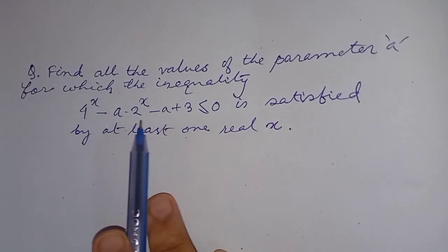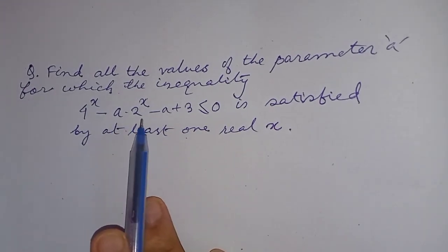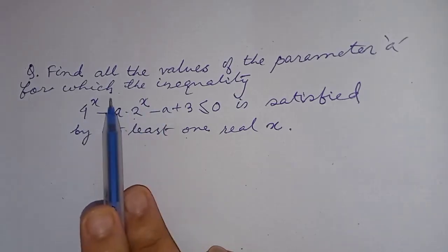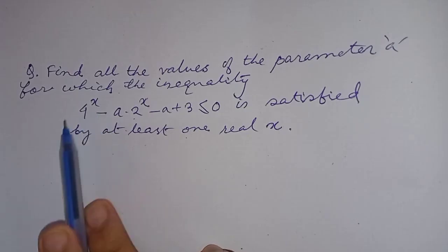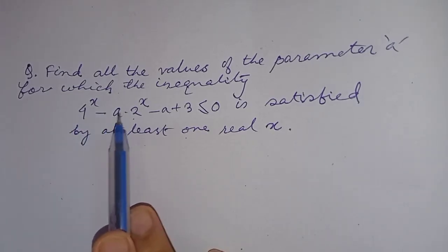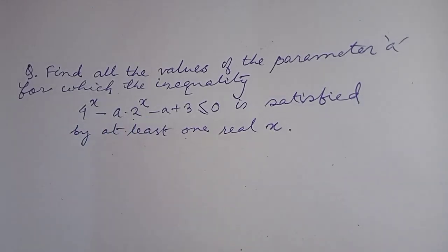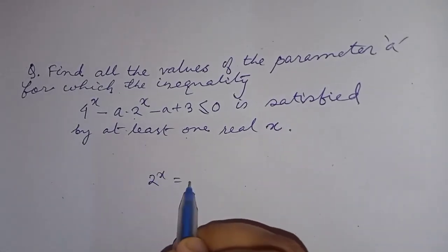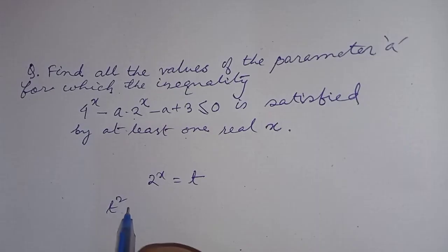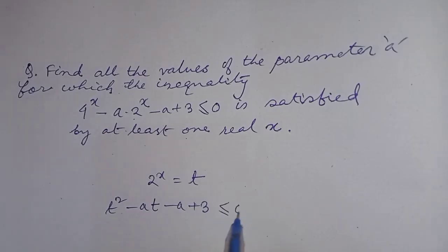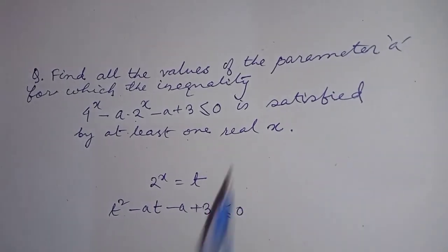Consider this question. A very common strategy to solve this question is to assume 2 to the power x as t. See, 4 to the power x is 2 squared, and that is whole to the power x, so 2 to the power x whole square. So 2 to the power x equal to t can be used as a strategy. If I put 2 to the power x equal to t, I will get t square minus a into t minus a plus t. So this expression must be less than or equal to 0 for at least one real x.